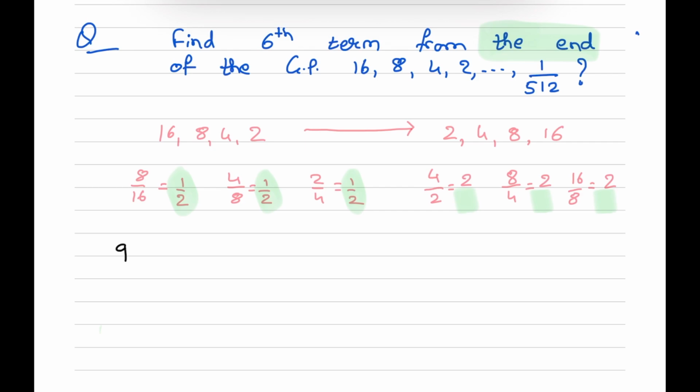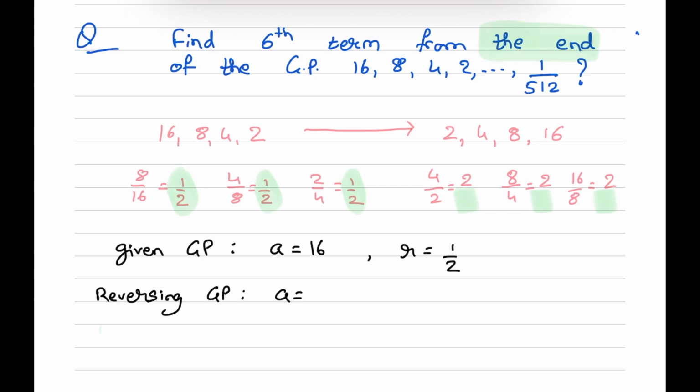So here, for the given GP, the first term is 16 and the common ratio is 1 upon 2. And on reversing this GP, our first term will become the last term of the given GP, which is 1 upon 512, and the common ratio will become 2. So now we find the sixth term from the end, that is, the sixth term of the reverse GP.